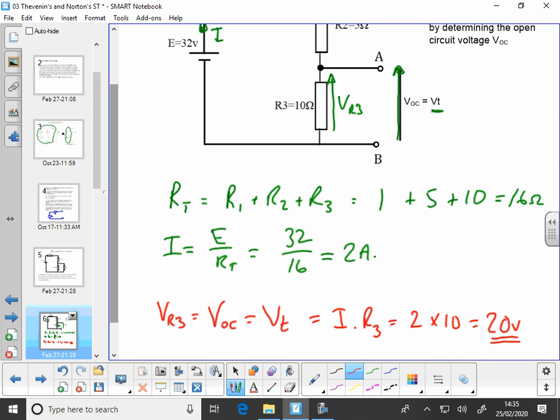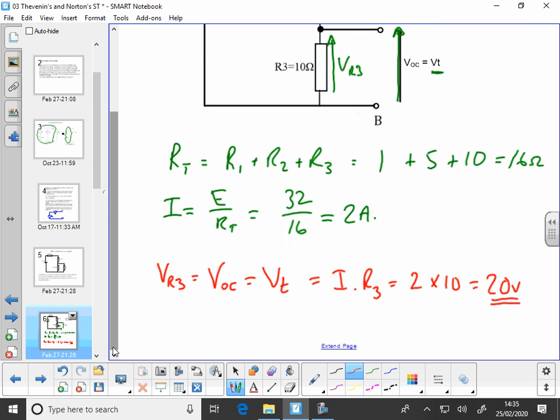Okay, and again in a science assignment, some of you could have done that a bit better. But we'll come to that when I give you the proper feedback soon. All right. So 20 volts is the Thevenin's voltage.